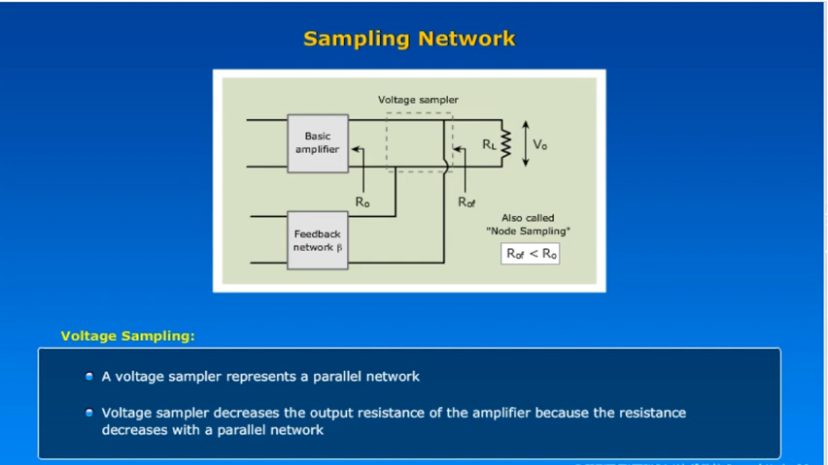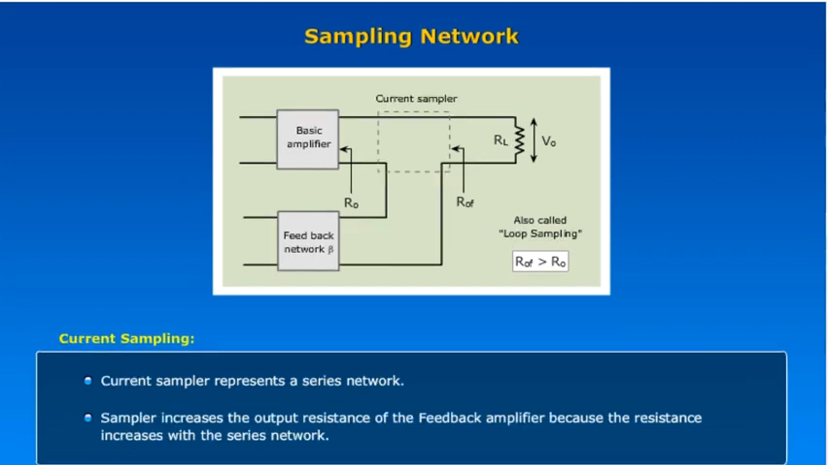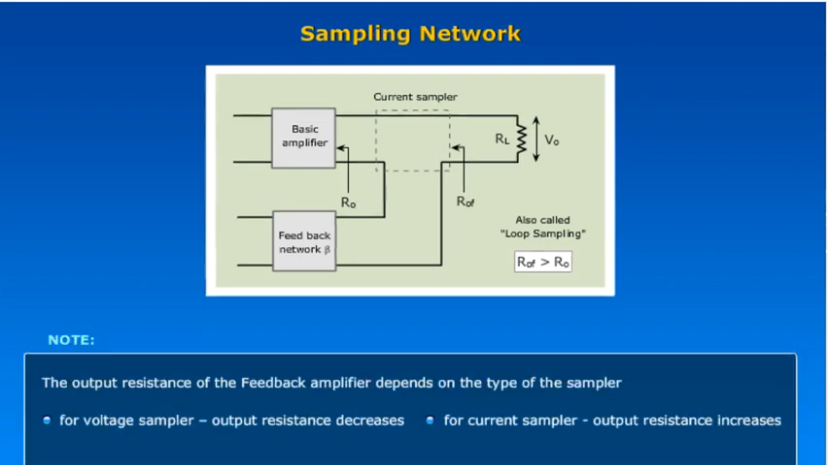Next we discuss the other sampling, the current sampling. The current sampler is represented as a series network. The current sampler increases the output resistance of the feedback amplifier because the resistance increases with a series network. So we can say that the output resistance of the feedback amplifier depends upon the type of sampler. For the voltage sampler, the output resistance decreases. For the current sampler, the output resistance increases.